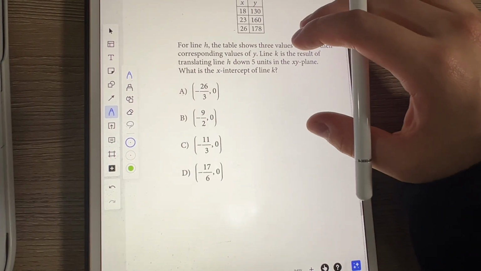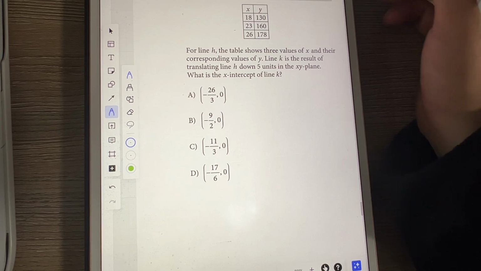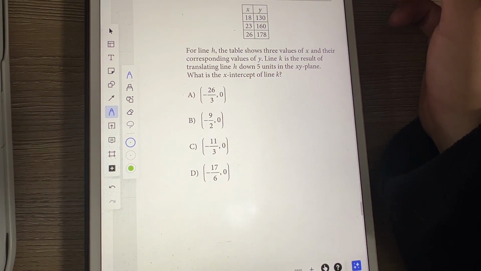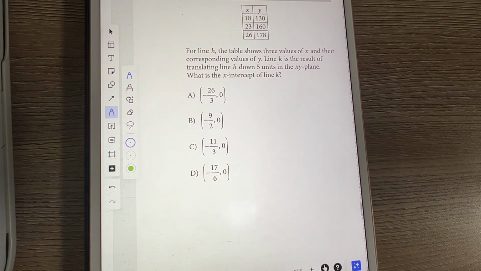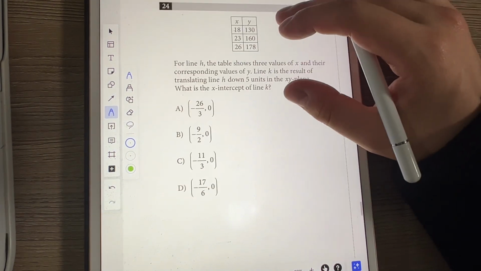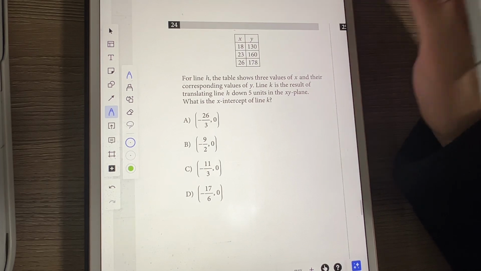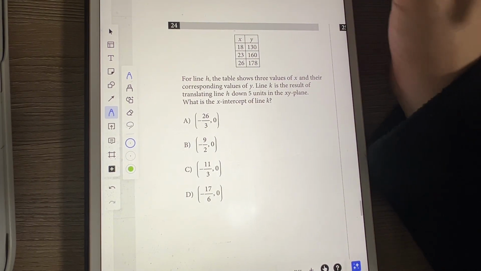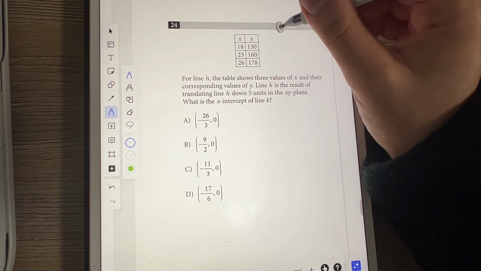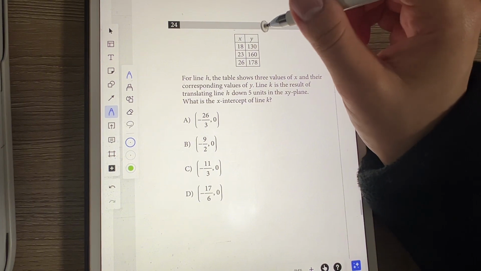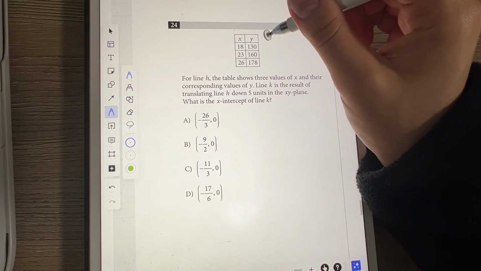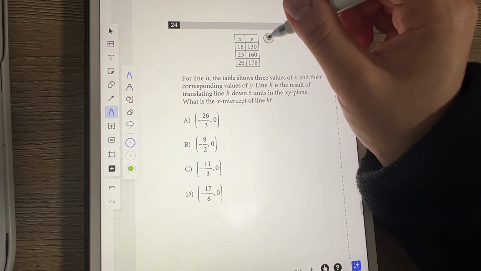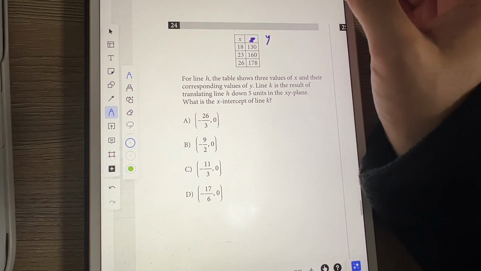We're almost at the finish line. We are so close. Question 24. For line H, the table shows 3 values of x and their corresponding values of y. Line K is the result of translating line H 5 units down in the xy plane. What is the x-intercept of line K? Well, I'm going to make my new y's here.